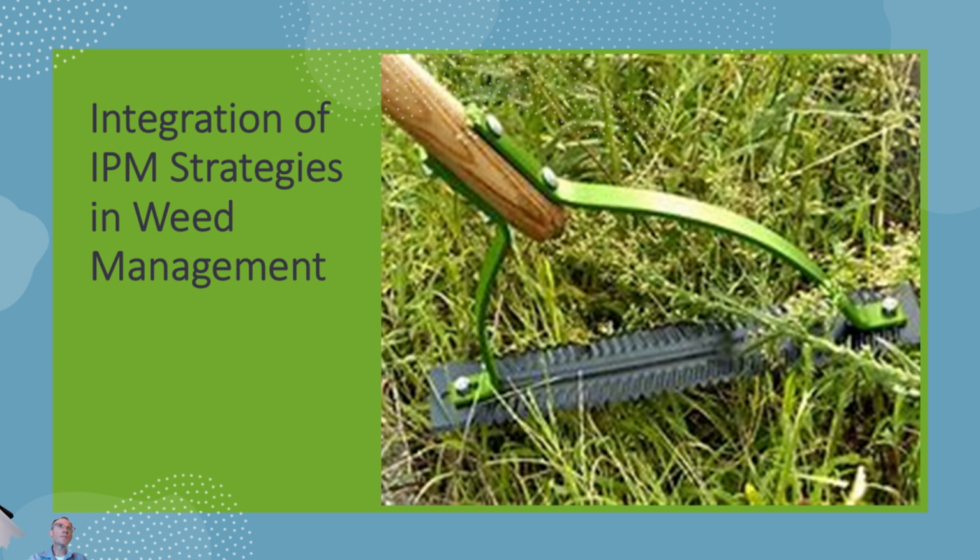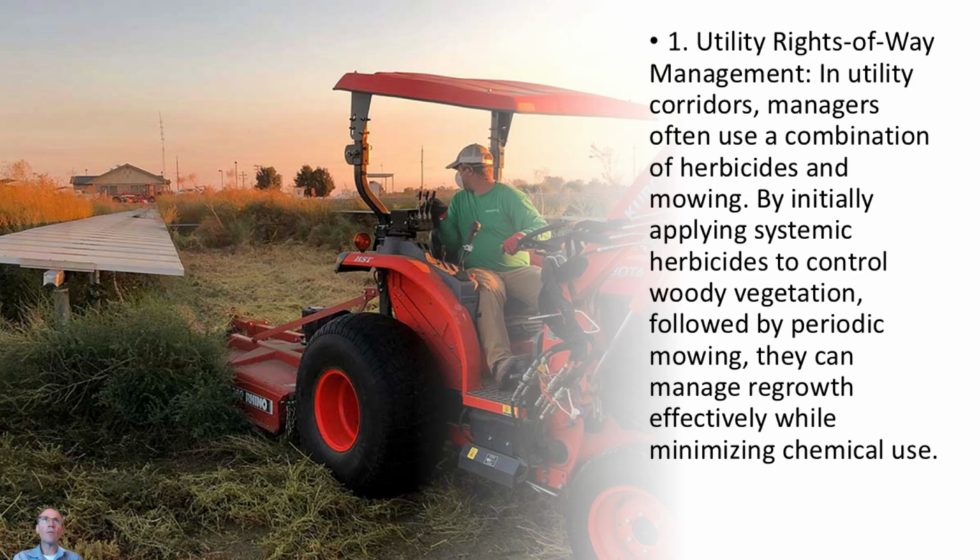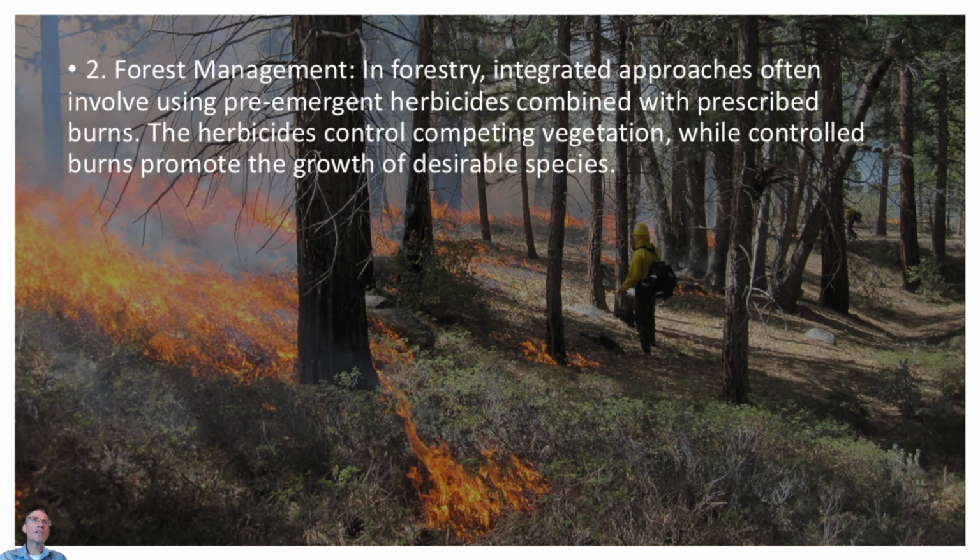Integration of IPM strategies in weed management. 1. Utility rights-of-way management. In utility corridors, managers often use a combination of herbicides and mowing. By initially applying systemic herbicides to control woody vegetation, followed by periodic mowing, they can manage regrowth effectively while minimizing chemical use.